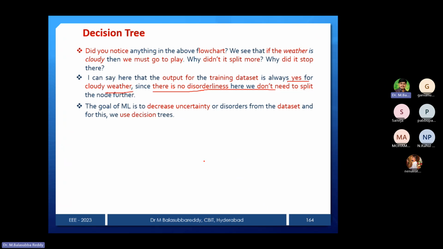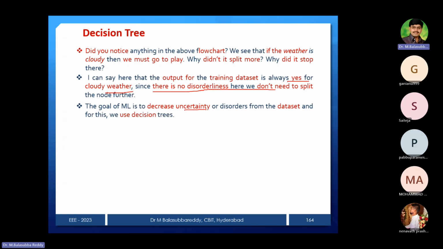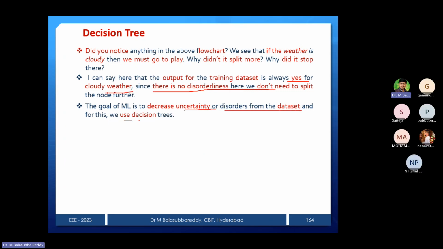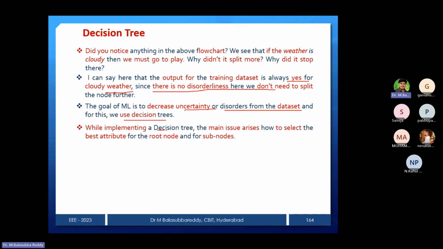The main goal of this machine learning is to describe uncertainty or disorder from the data set. They use the decision tree. So while implementing the decision tree, the main issue arises: how to select the best attribute for the root node and for the sub nodes. That is the major thing.